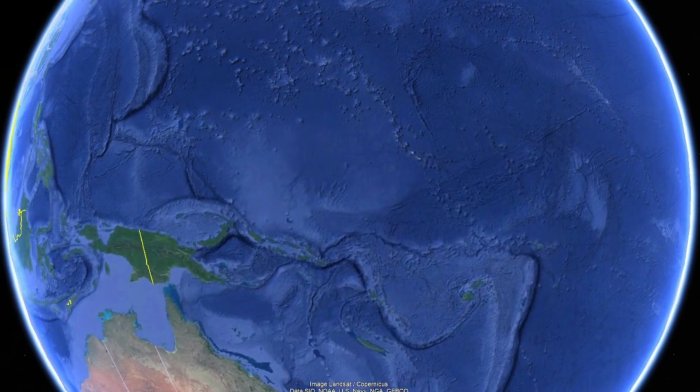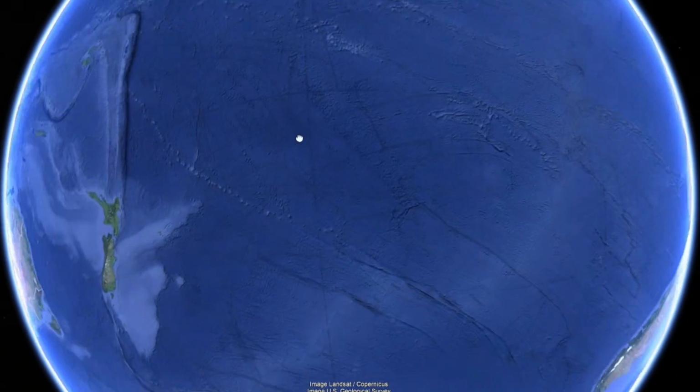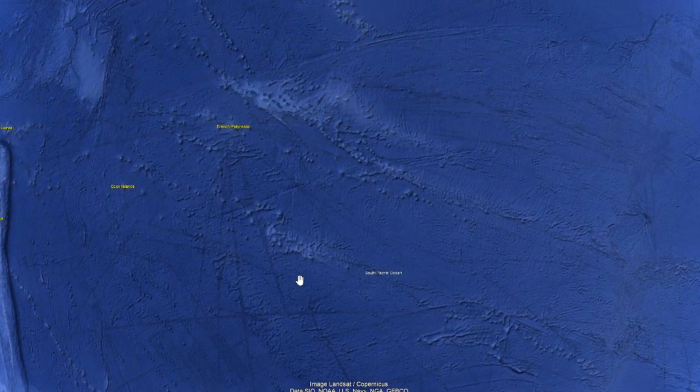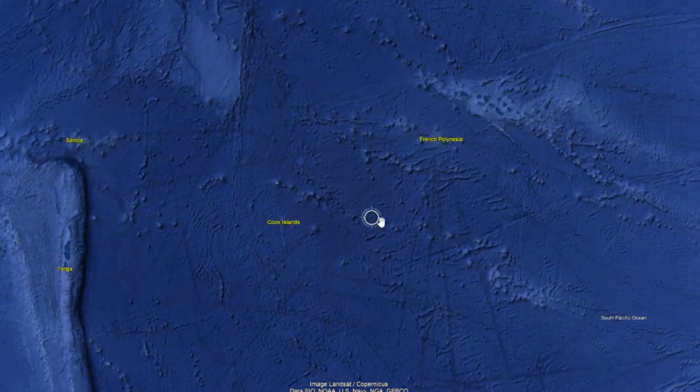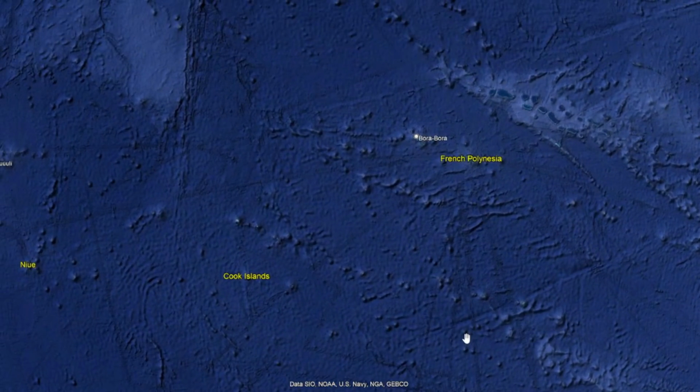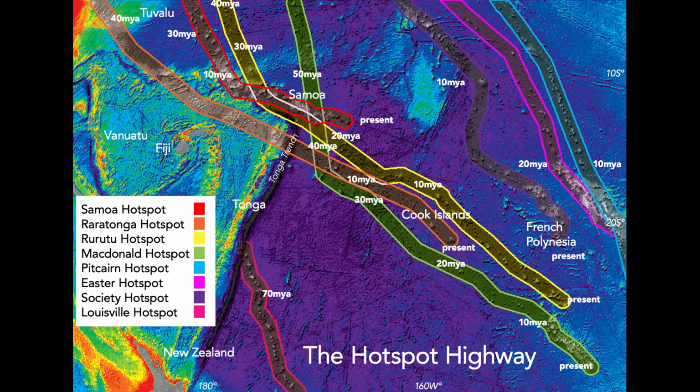So let's look at the Pacific here. We have all these islands here too. You can even trace the lines of them. And the Cook Islands is one of them, and some call it the McDonald hotspot track. Usually it's called the volcanic hotspot highway.